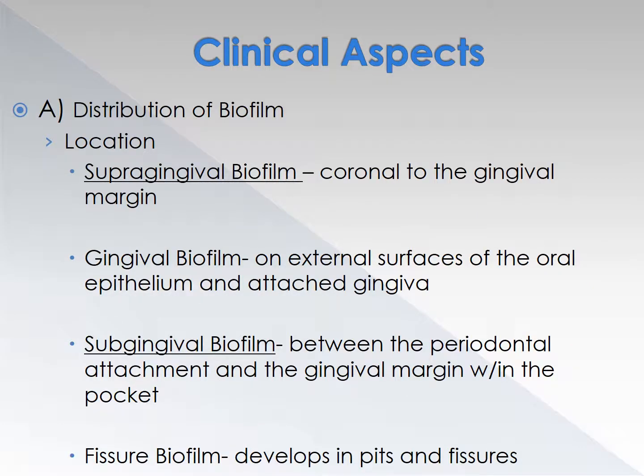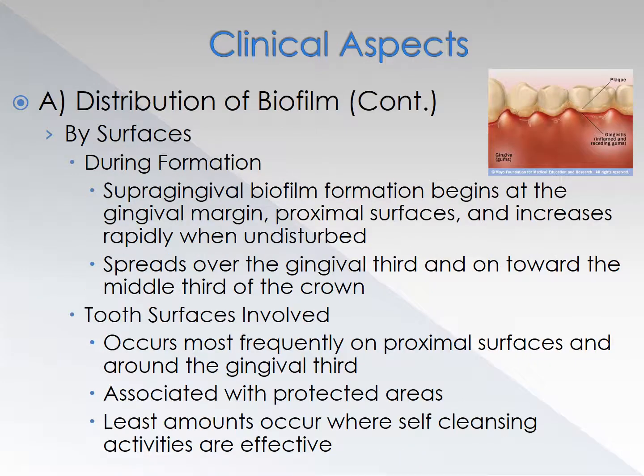Okay, so distribution, clinical aspects, the location. Supragingival biofilm is coronal to the gingival margin. Gingival biofilm is on the external surface of the oral epithelium and attached gingiva. So gingival is on the gingiva. And then subgingival is between the periodontal attachment and the gingival margin within the pocket. And then we have fissure biofilm, and that develops in the pits and fissures of the teeth.